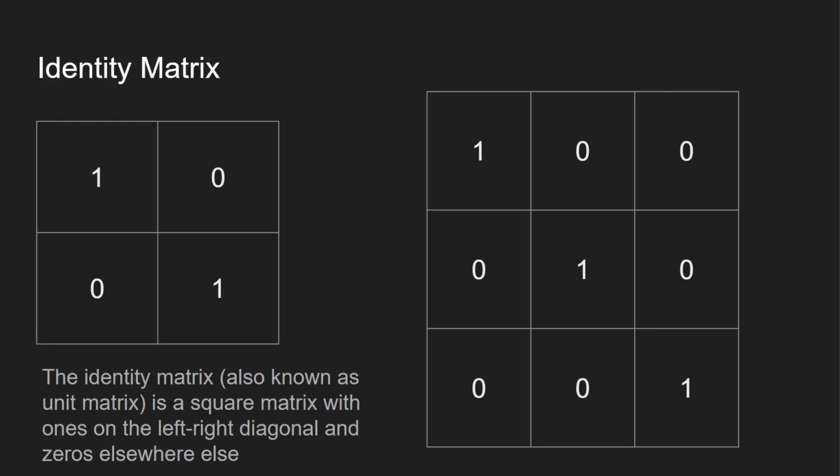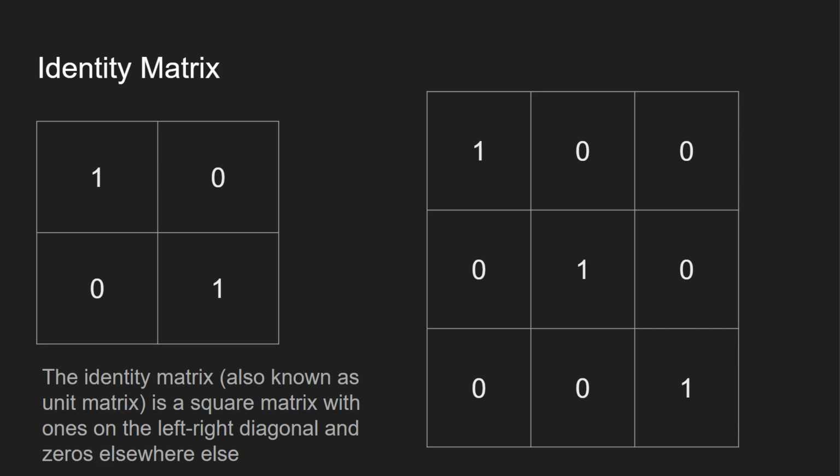So first, a little bit about the background. Let's look at some information on the identity matrix. So first, the identity matrix is also known as the unit matrix. Personally, I prefer the term identity matrix, but some people use unit matrix. So if you ever see that out there in the wild, they mean the same exact thing.